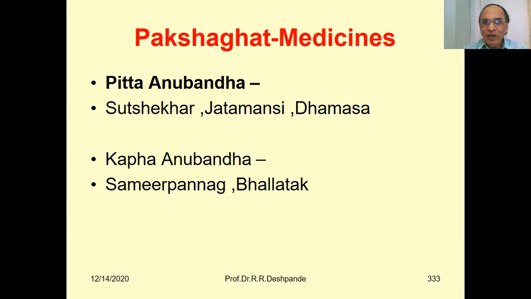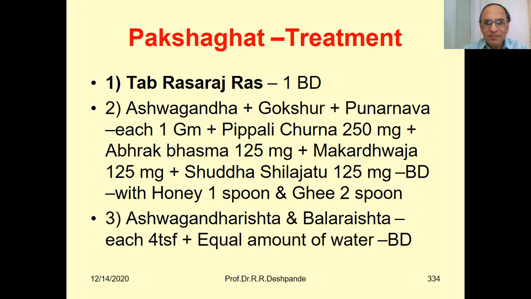Medicines, we will continue. If there is Pitta bandha, Suta Shekhar, Jatamansi, herbal Dhamasa. Dhamasa is the best plant for controlling hypertension. Dhamasa, Dhanavati, 2 tablets 2 times in a day to control hypertension. Kaphanubandhi, Samirapannaga and Bhallataka can be used. Standard prescription, not for patients, for the students.